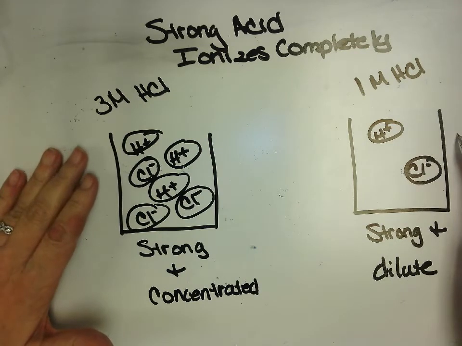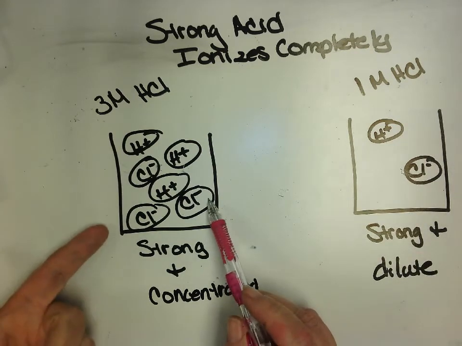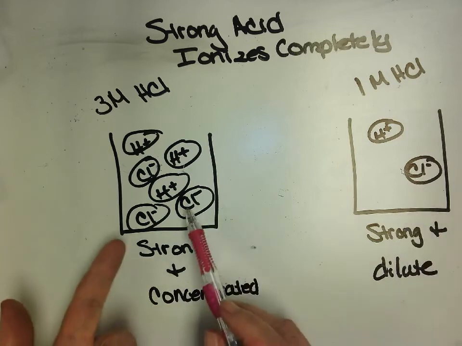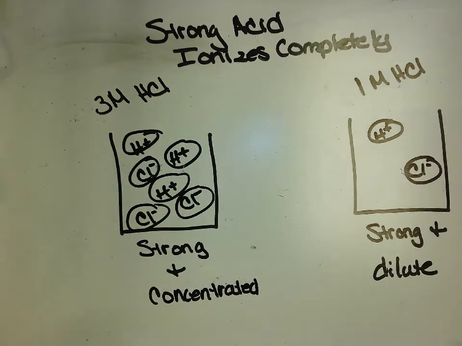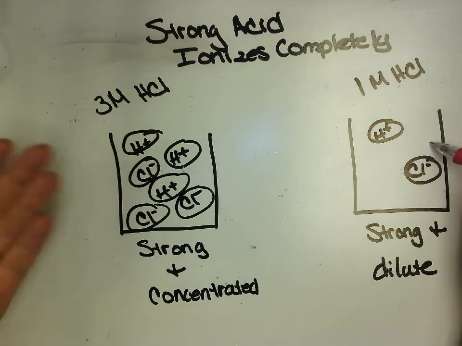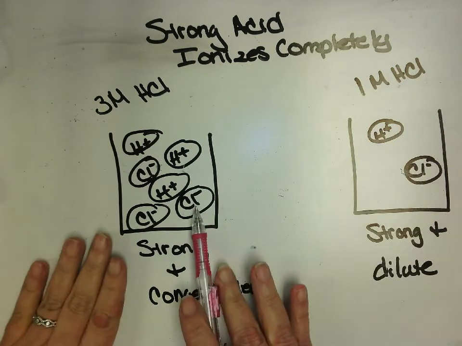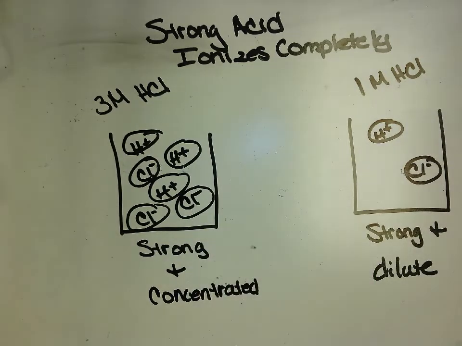It ionizes completely, but you can see this is concentrated and this is dilute. This has more hydrogen ions. So you can see where that confusion of strong versus concentrated gets mixed up. This is the same strong acid, but we have it more concentrated here, and that's dilute. So we are going to start talking about this concept.